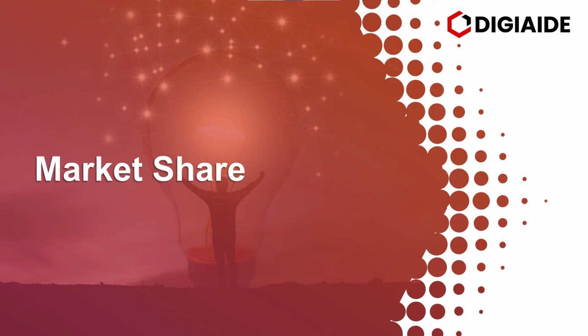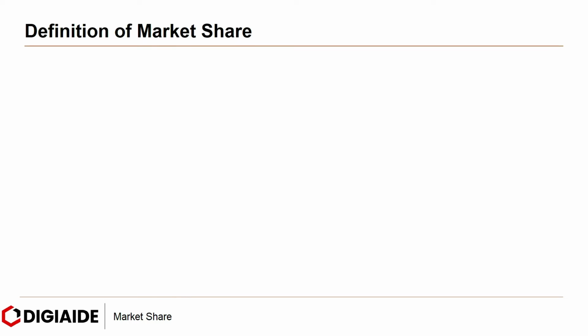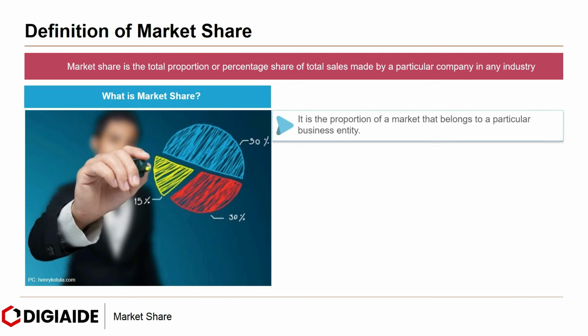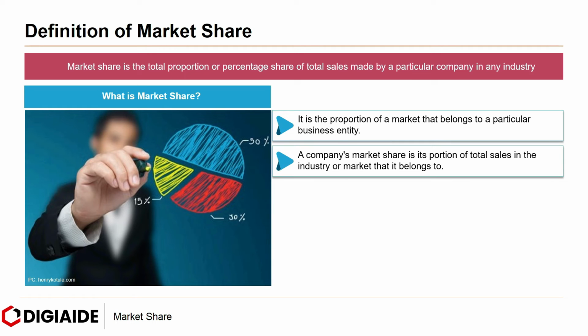In this video, we are going to cover the topic of market share. Let's start with the definition. Market share is the total proportion or percentage share of total sales made by a particular company in any industry. So what is market share? It is the proportion of a market that belongs to a particular business entity. A company's market share is its portion of total sales in the industry or market that it belongs to.